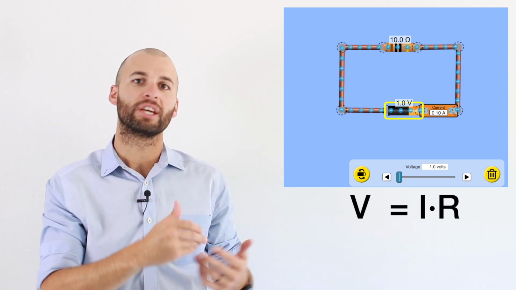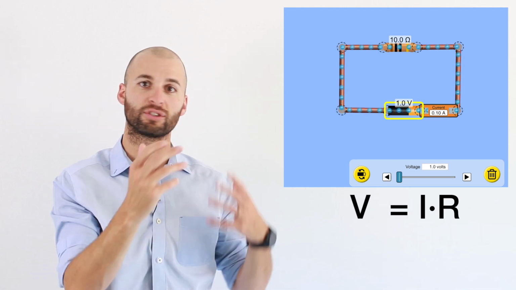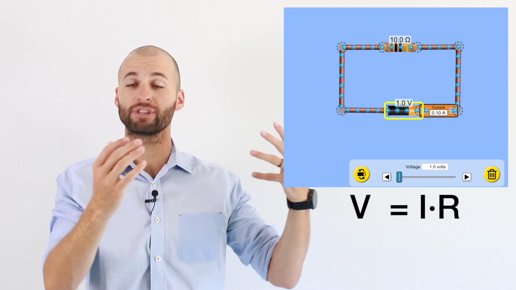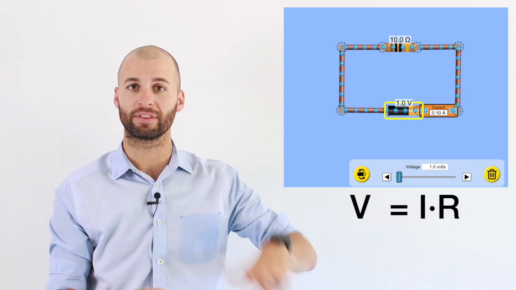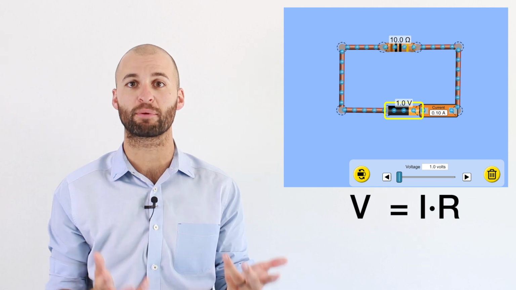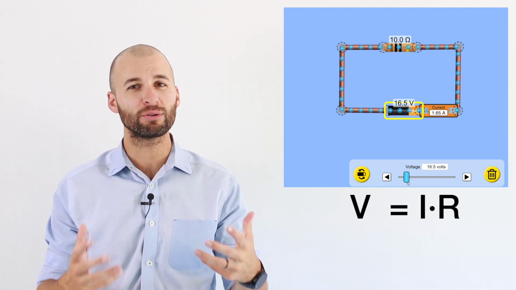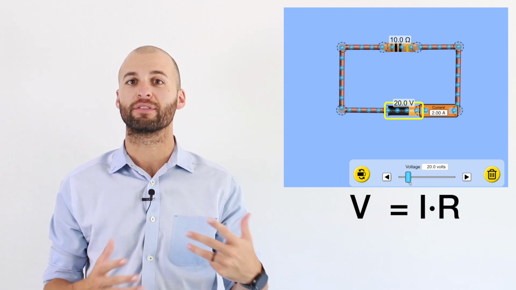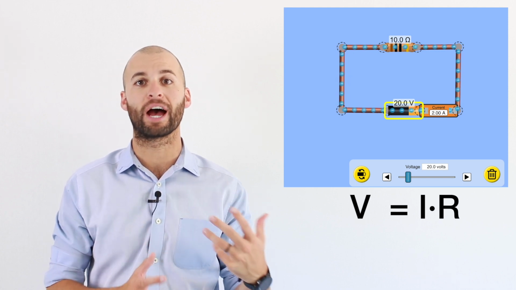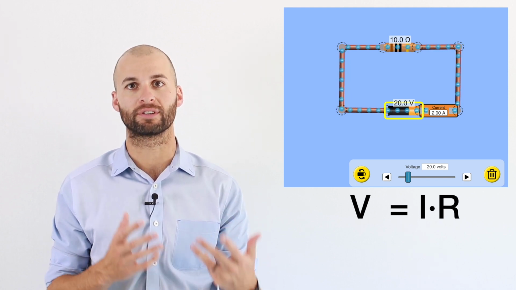Decreasing the voltage is going to decrease the current. The two things are directly related. If I cut the voltage in half, I'll cut the current in half, because the two are directly proportional to each other. And we can use this linear behavior, this ohmic behavior, to figure out the resistance of a particular resistor.